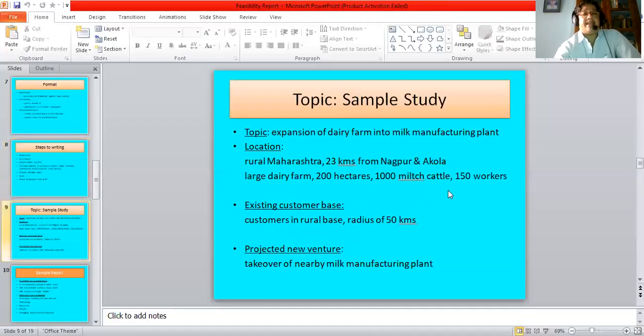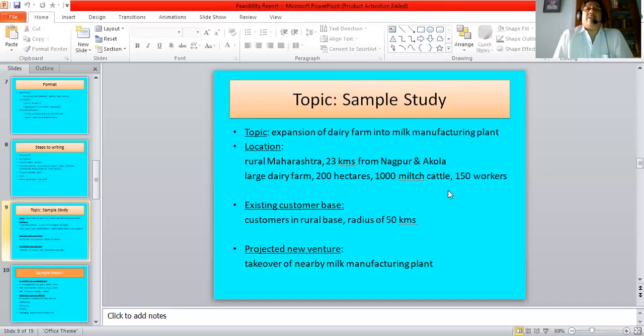Then we have to look at a sample study. I'm going to look at a sample study of a topic involving the expansion of a dairy farm located in a small district in Maharashtra, in a rural district, and the development of that dairy farm into a milk manufacturing plant. So basically what is an agro-based industry transforms itself into a manufacturing industry, which is again based on that infrastructure to start off with and uses the resources, but transforms that by making it into an industrial project.